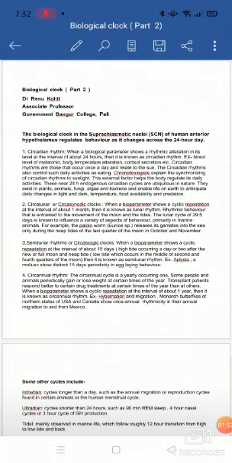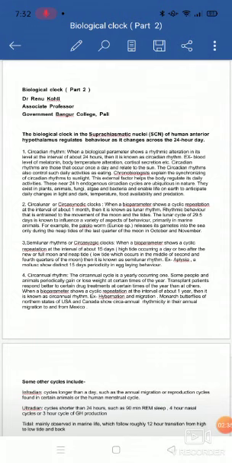Now, the other type of cycle is circalunar cycle. When a bioparameter shows a cyclic repetition at the interval of about 1 month, then it is called lunar rhythm. Rhythmic behavior that is entrained to the movement of the moon and tides is called circalunar. The lunar cycle of 29.5 days is known to influence a variety of aspects of behavior, mainly in marine life. For example, the Palolo worm releases its gametes into the sea only during the neap tide of the last quarter of the moon in October and November.